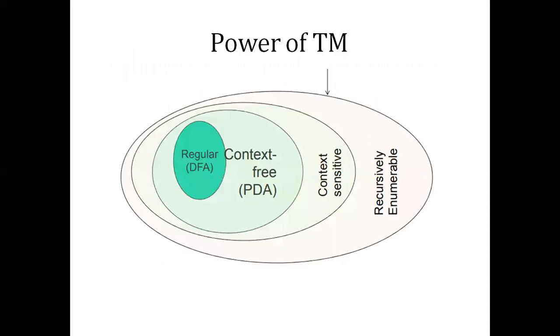Now, this slide explains the different classes of languages and the different automata that are used to model these particular classes of language. So we know that regular languages are modeled with the help of DFA. Then we have context-free languages, which we studied in the last class, and PDA is used to model context-free languages. Then we have another group of languages which the PDA cannot model, and these languages are called context-sensitive languages.